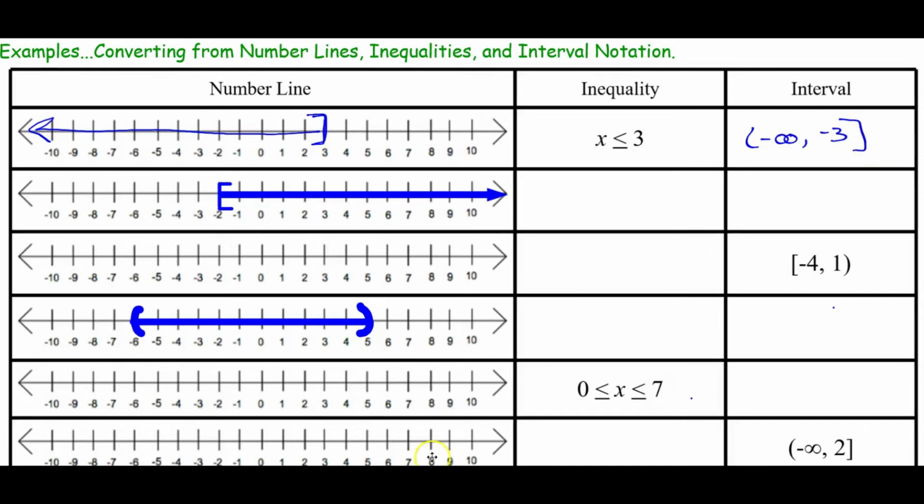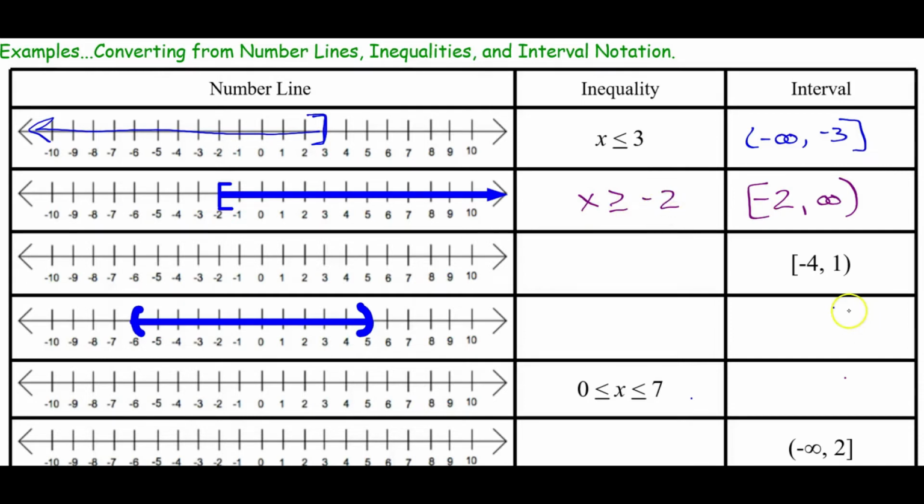On the second one, we have an interval that starts at negative 2 and goes to positive infinity. So in interval notation, we're going to write [-2, infinity). Whenever we have infinity or negative infinity in interval notation, it always gets a parenthesis. To write this as an inequality, we're going to say x is greater than or equal to negative 2.